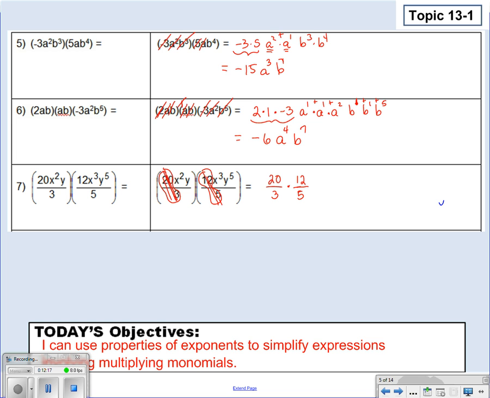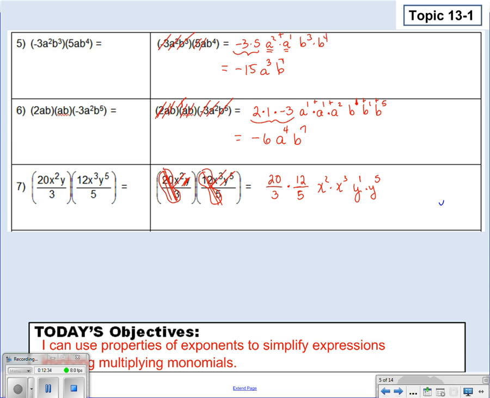We've taken care of the numbers. Now we have our variables. So we have x squared times x cubed from our second parenthesis. First parenthesis, we have a y. We'll put that to the 1 power and a y to the 5th power.